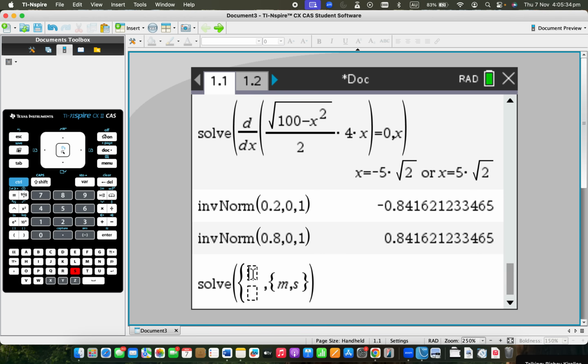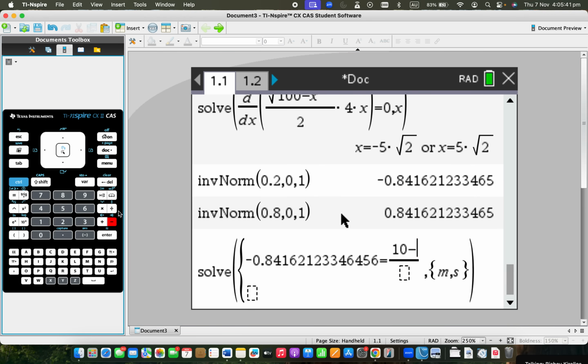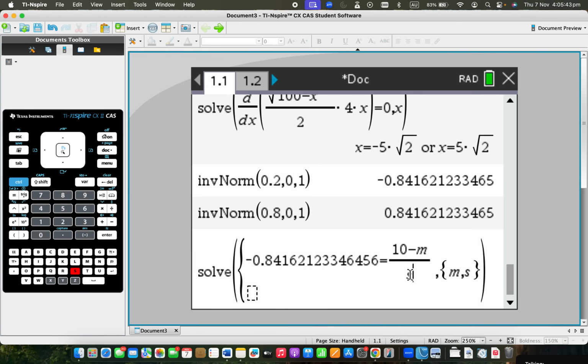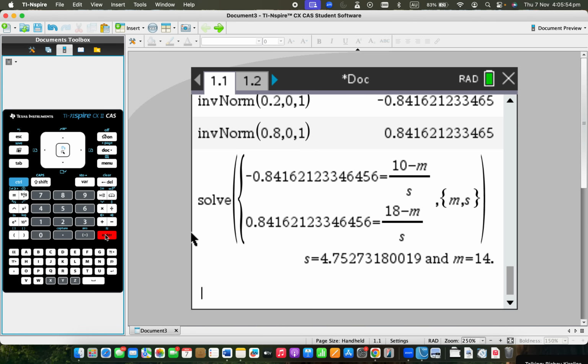and then for the first one this value is equal to 10 minus m over s. For the second one, that would be 18 with the positive. So that's the mean and the standard deviation.